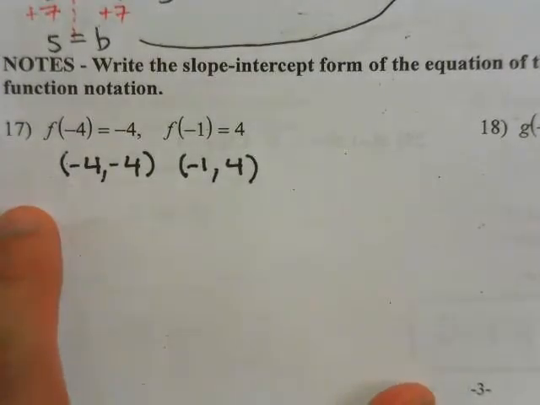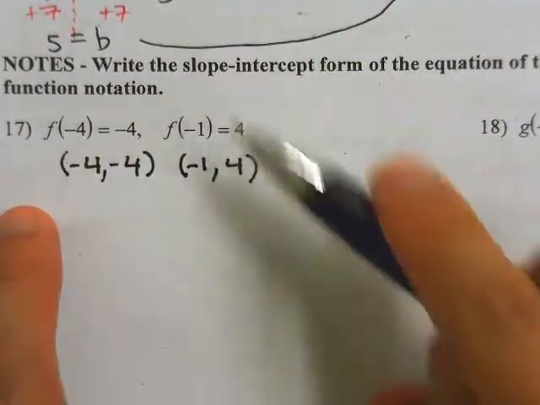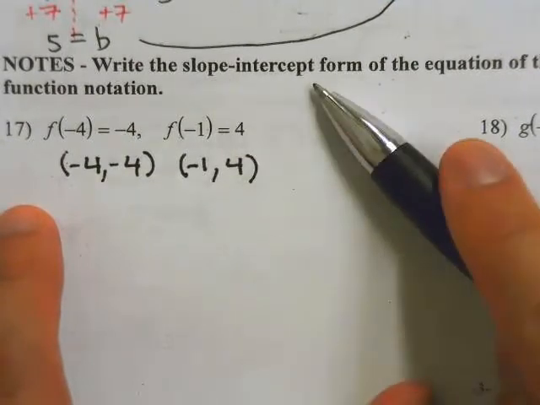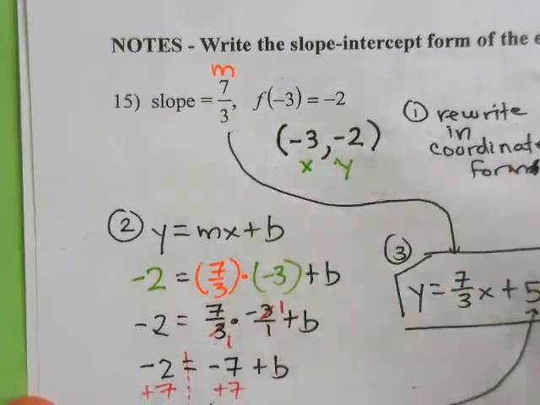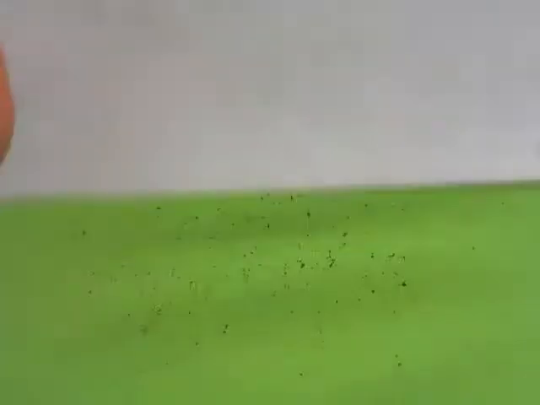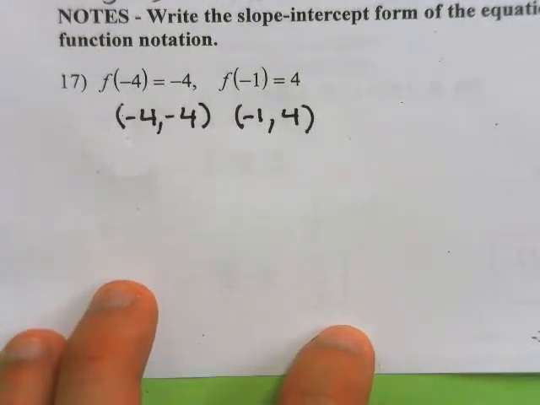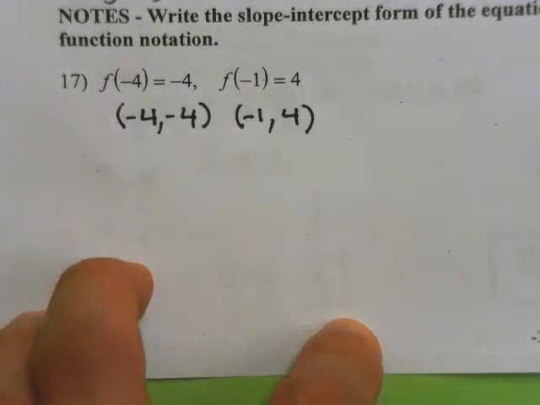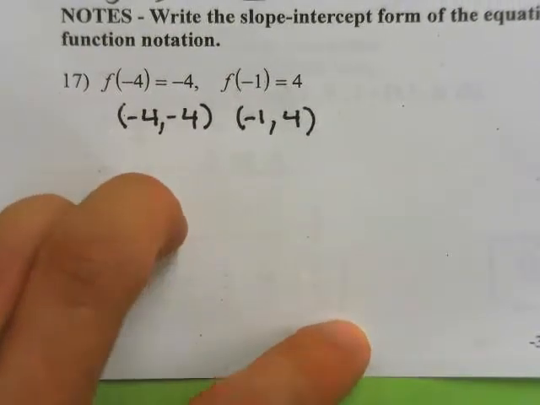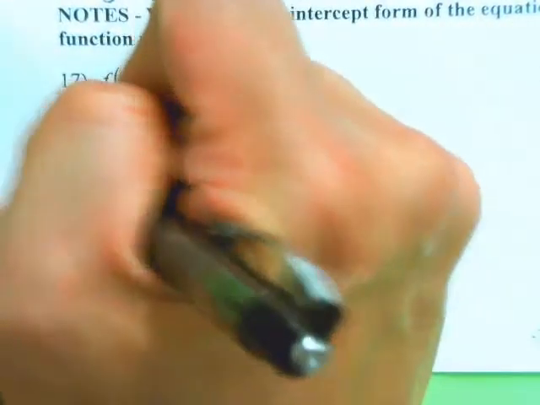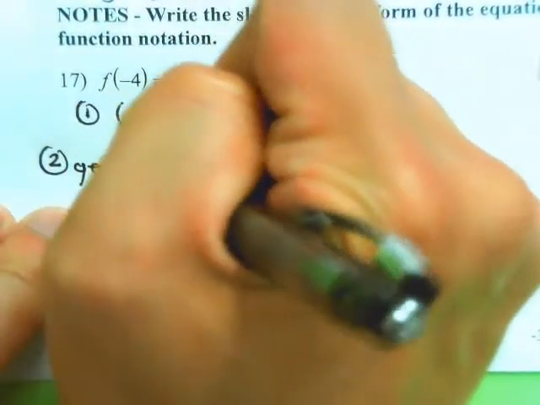In order for us to use slope-intercept form, we need to get the slope and we need to get the y-intercept. At least at number 15, we were given the slope, and then we just had to work our way there. But on number 17, are we given either of those, the slope or the y-intercept? No. We're not given the slope, but we can find it. So I guess this could be our step number 1. Step number 2, we can get the slope.